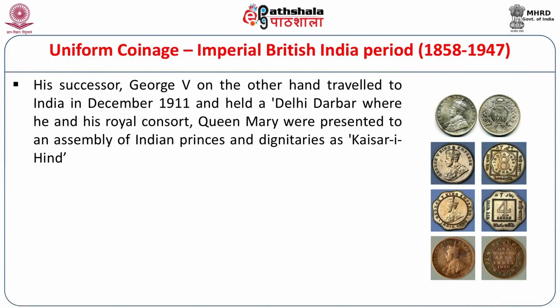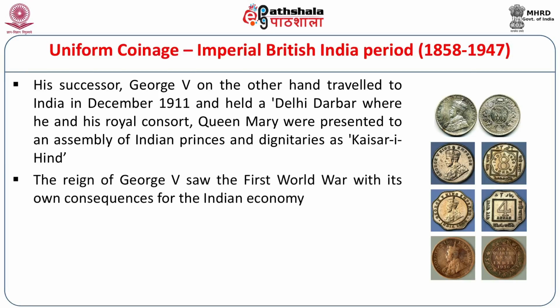His successor, George V, on the other hand, travelled to India in December 1911 and held a Delhi Darbar where he and his royal consort, Queen Mary, were presented to an assembly of Indian princes and dignitaries as Kaisar-e-Hind. The reign of George V saw the First World War.